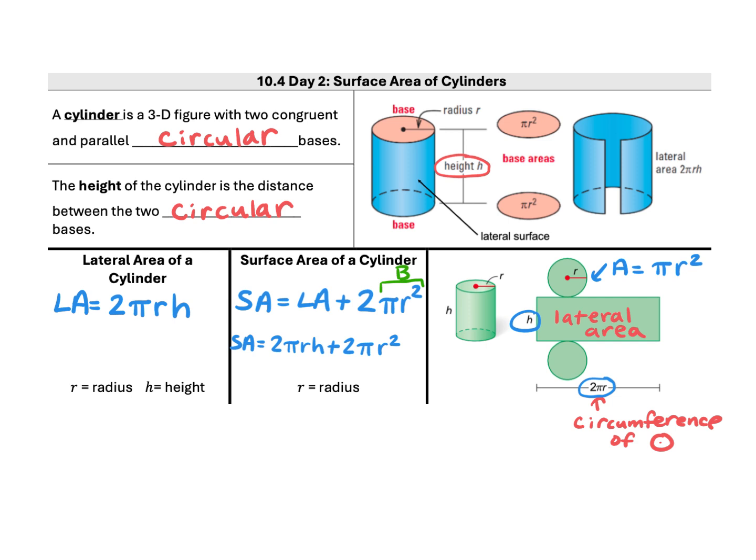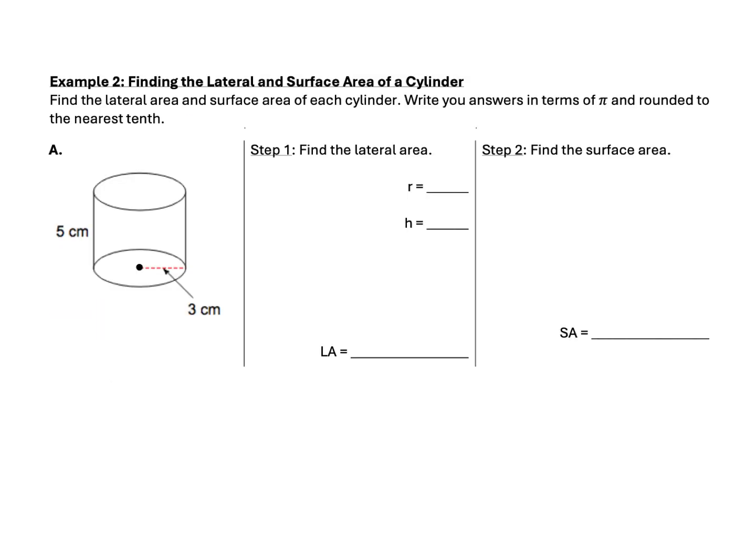So with these formulas in mind, let's go ahead and calculate some surface areas of cylinders. We'll begin by finding the lateral area of each cylinder, and then we're going to write our answers in terms of pi and rounded to the nearest tenth. So let's begin with lateral area.